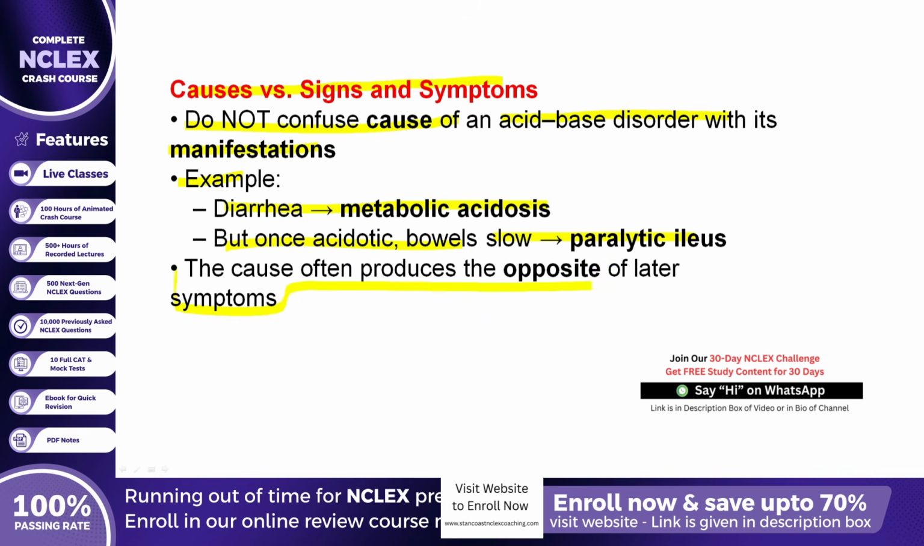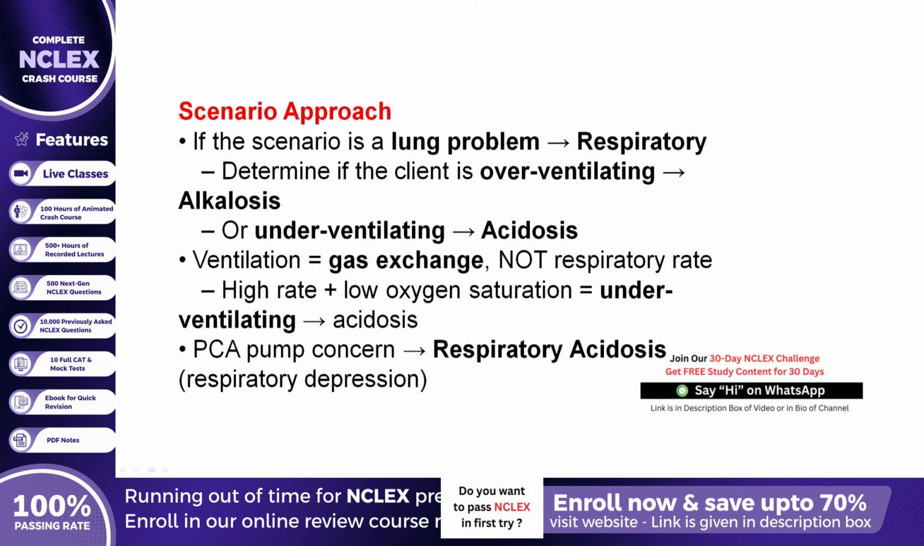As we continue, let us look at how to approach scenarios logically. If the scenario is a lung problem, then it is respiratory. The next step is to determine if the client is overventilating, which would indicate alkalosis, or you need to see whether the client is underventilating, which would indicate acidosis. And remember that ventilation refers to gas exchange, not just the respiratory rate. That is why a high rate with low oxygen saturation means the client is underventilating, which leads to acidosis. And whenever you see a PCA pump concern, think respiratory acidosis due to respiratory depression.